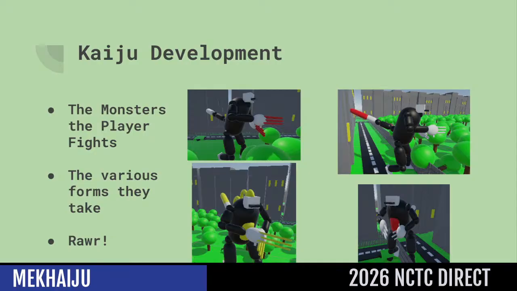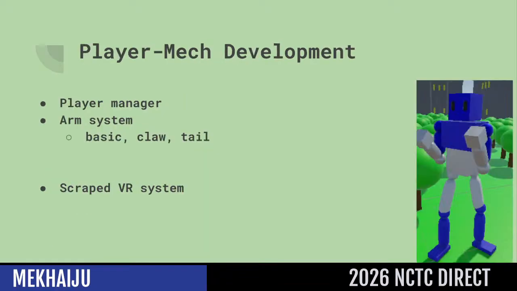Top right is the tail kaiju. Below that is the bile kaiju. Top left is the claw kaiju. And then below that is the boss kaiju. It's rather apparent how they're all built off of the same kaiju model.